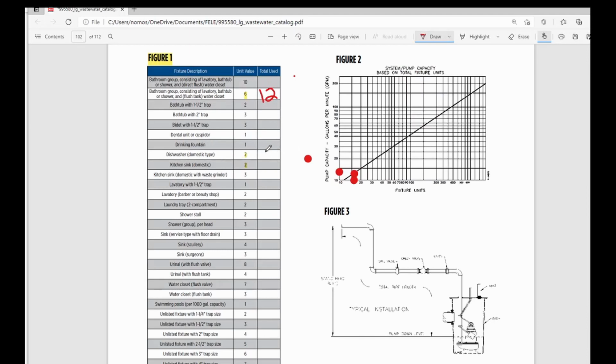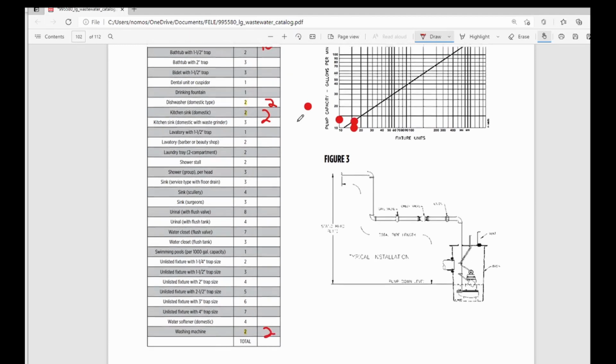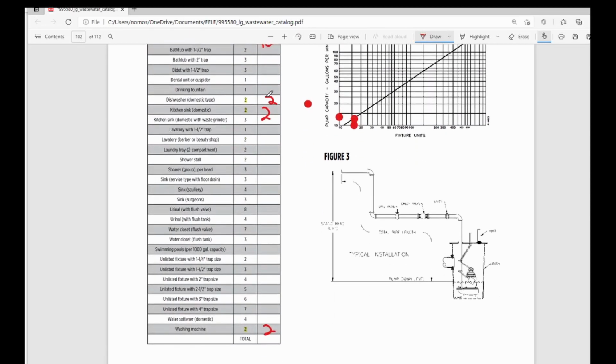Dishwasher, got 1, which multiplied times 2 is 2. Kitchen sink, just 1 of those, so it's 2. And I have a washing machine, and it's a number 2 also. So now we're going to add it all up. We've got 12, 13, 14, 15, 16, 17, 18 total, 18.